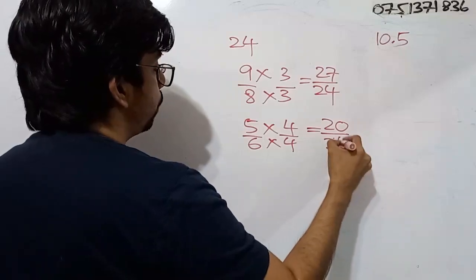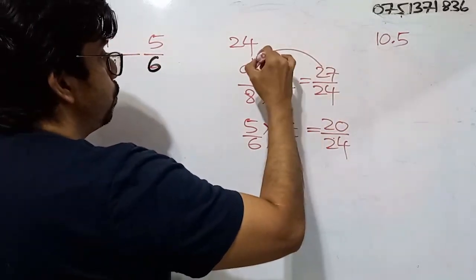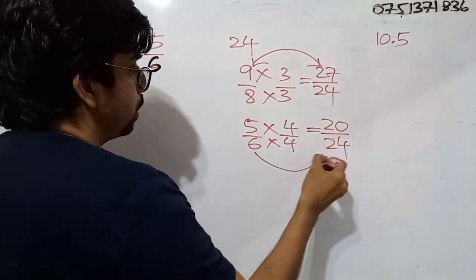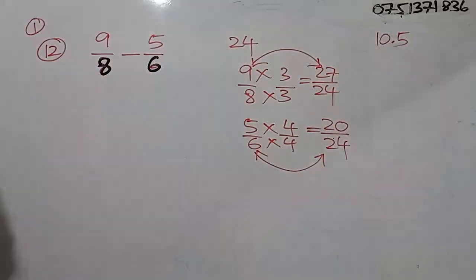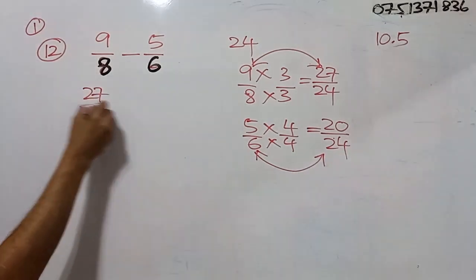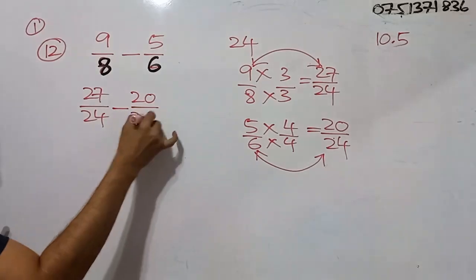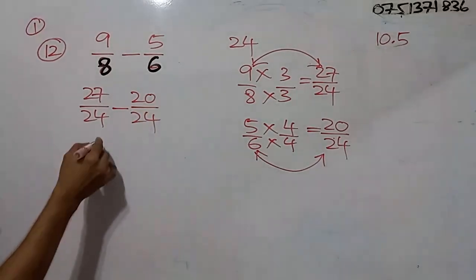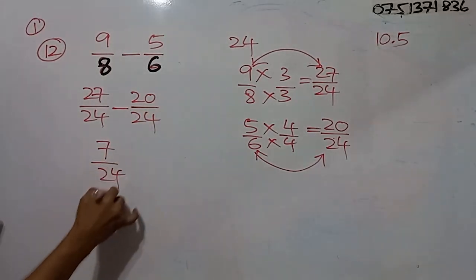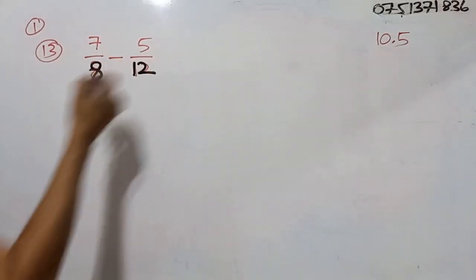20 by 24. Right. So now these two fractions along with these two fractions are what? Equivalent fractions. Right? So 27 by 24 minus 20 by 24. So what's the outcome of this? 7 by 24.